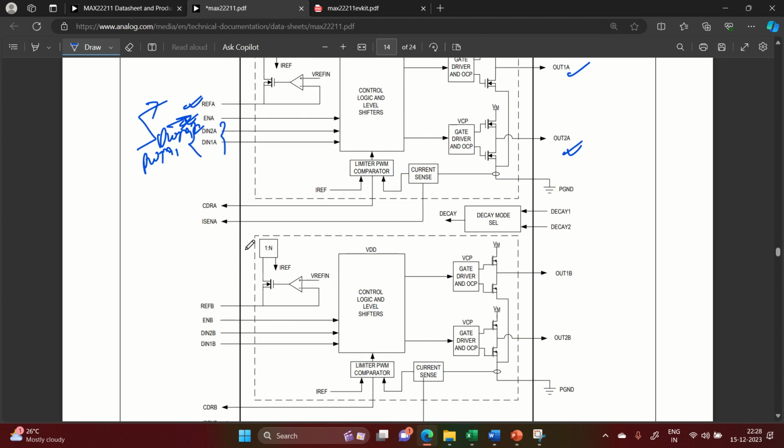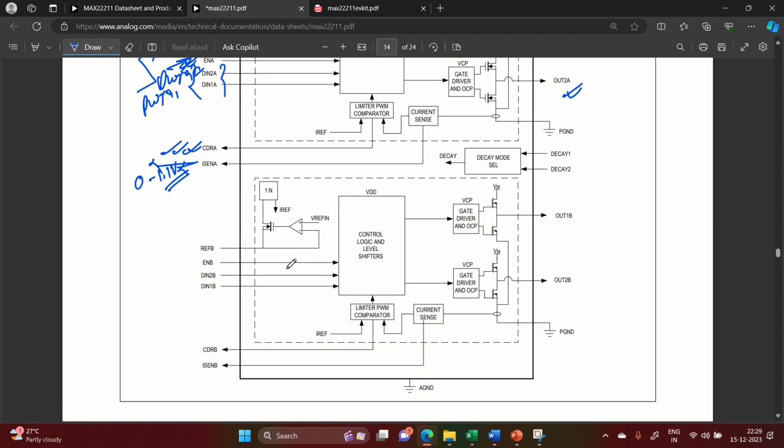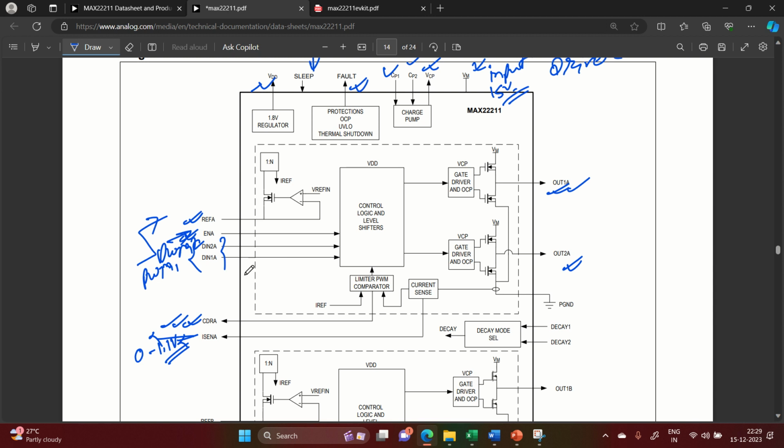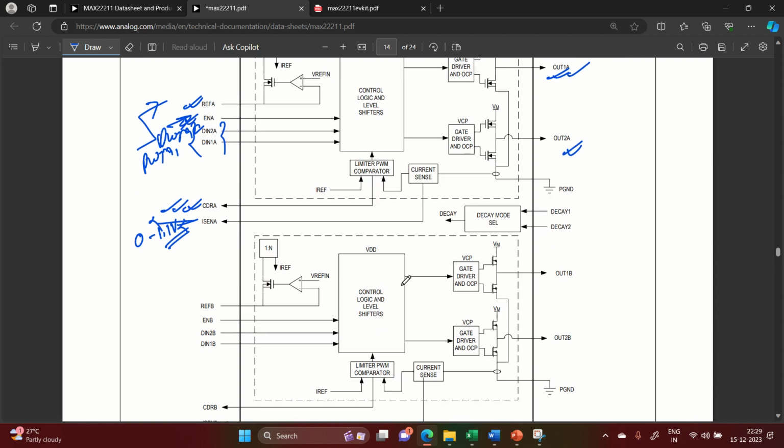So coming to CDRA, drive regulation, how much current it can drive. So you can put a pull-down resistor to get that output. iSense A, how much current is going through the output of the motor driver, that also can be done. So its maximum voltage is 0 to 1.1 volt. So you have to make sure how much resistance you are going to give, and it should be within this voltage range. Similar to this, this is part A and this is part B. So similar to this, part B is also there.